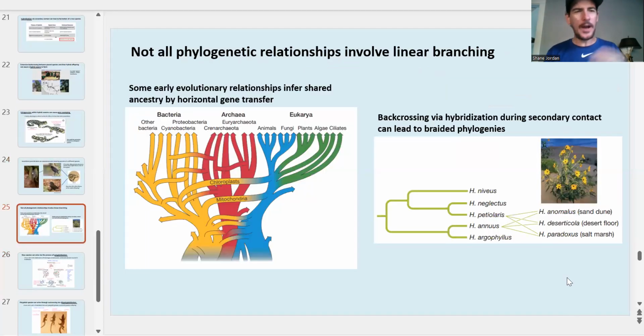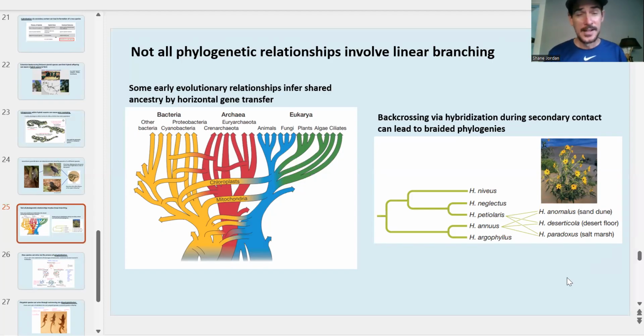This whole idea of hybridization points to the idea that when we think about phylogenies, evolutionary trees, we think of them as being composed of linear branching patterns. One ancestor gives rise to two branches, and then another ancestor gives rise to two more, and so on and so forth. But when we start thinking about hybridization, we come to the realization that not all phylogenetic relationships necessarily involve linear branching patterns.